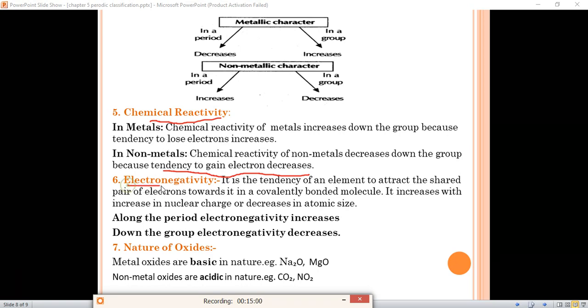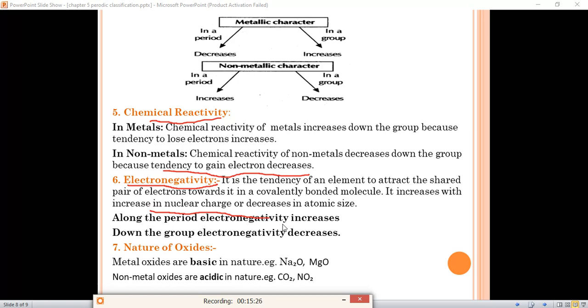Next topic is our electronegativity. What do we understand by electronegativity? It is a tendency of an element to attract the shared pair of electrons towards it in a covalently bonded molecule. It increases with increase in nuclear charge or decrease in atomic size. How? When will it increase? It will increase if the nuclear charge increases or the atomic size decreases.